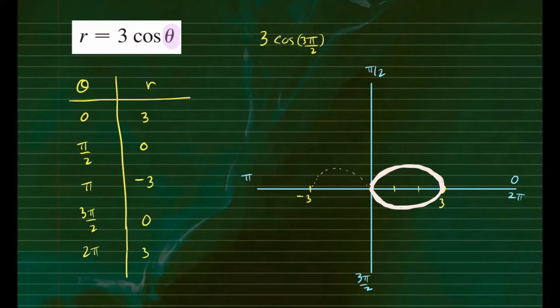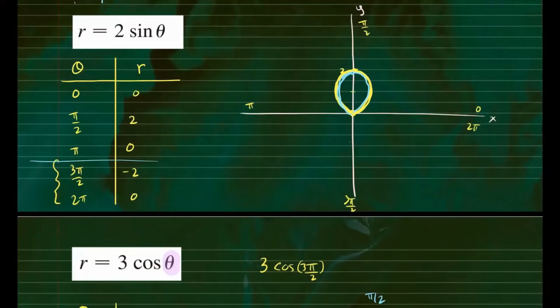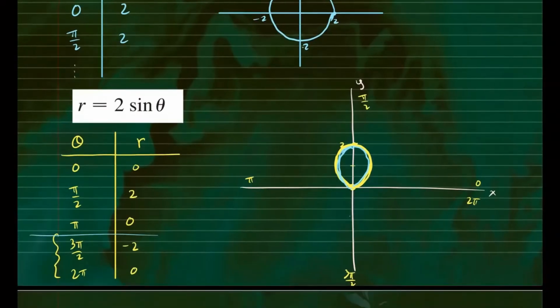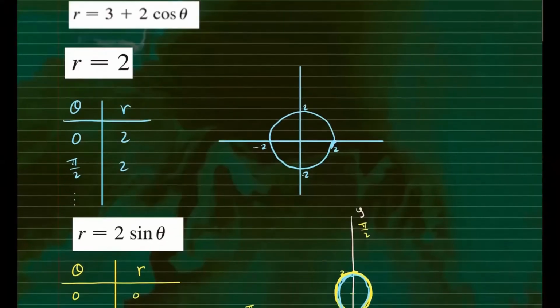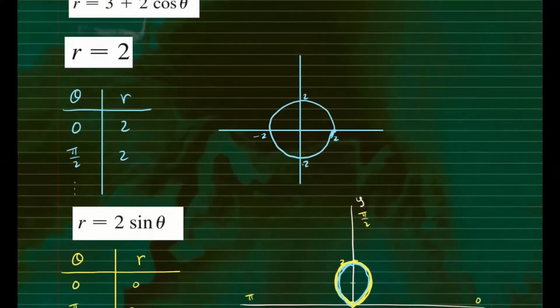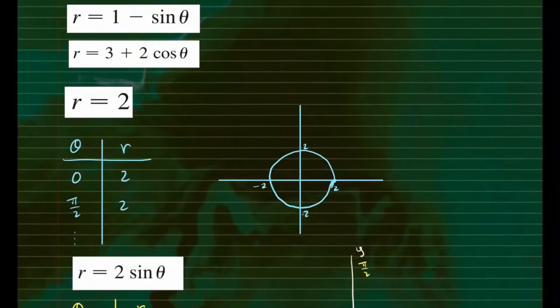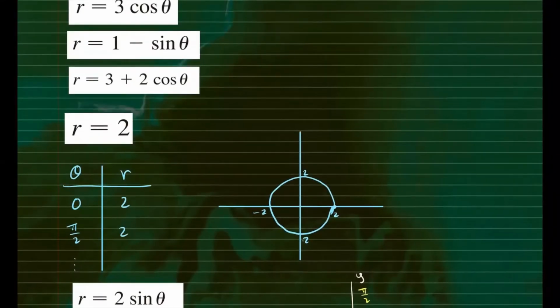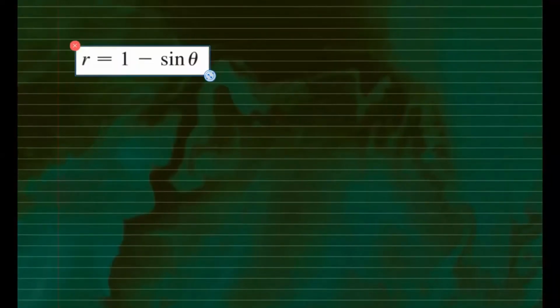So again, you can see that this equation gives us a circle of different orientation. This one is a circle along the x-axis. This one is a circle along the y-axis. And if r is equal to some number a, it's just a circle of that radius. r equals 2 in this case. Now let's take a look at the next one. We're going to be sketching something slightly different. So we are going to sketch this one right here.